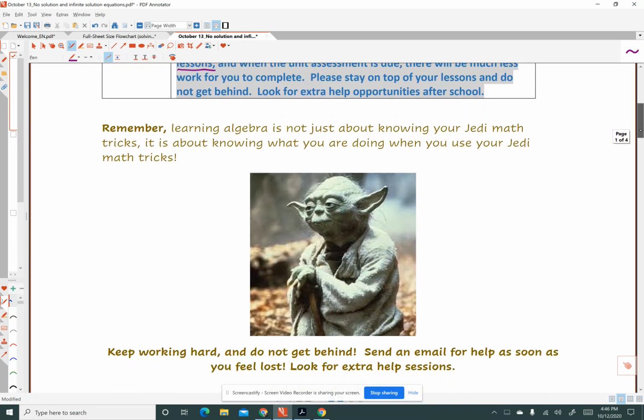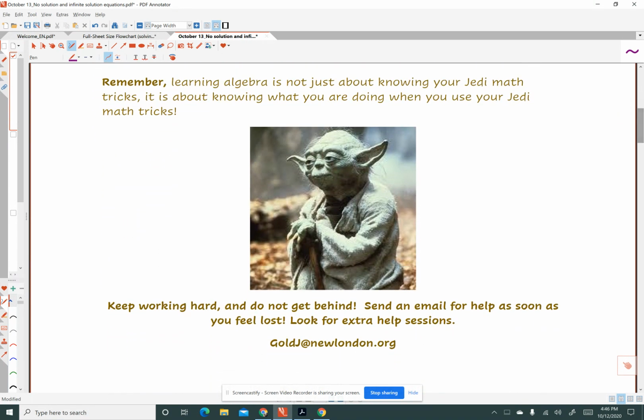And of course, Yoda reminds us that learning algebra is not just about knowing your Jedi math tricks, it's about knowing what you're doing when you use your Jedi math tricks. So keep working hard and don't get behind.